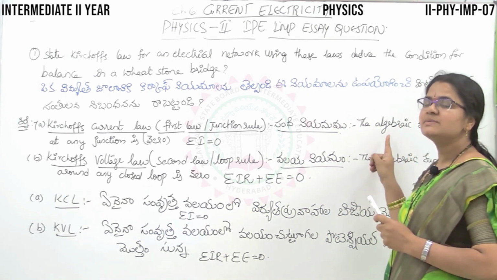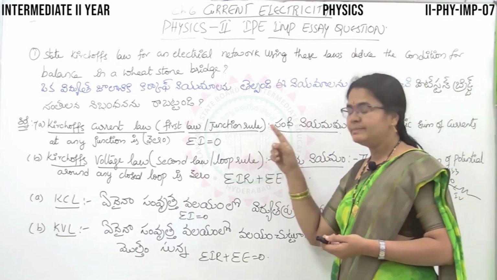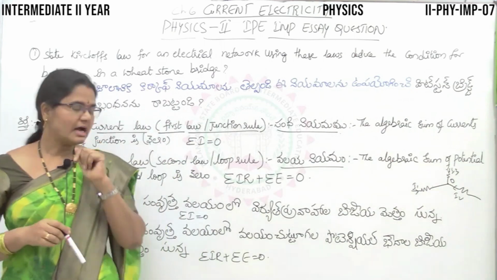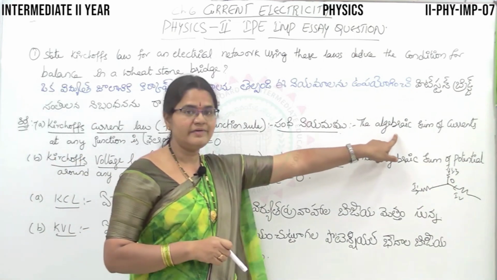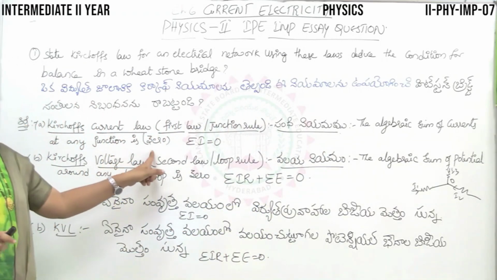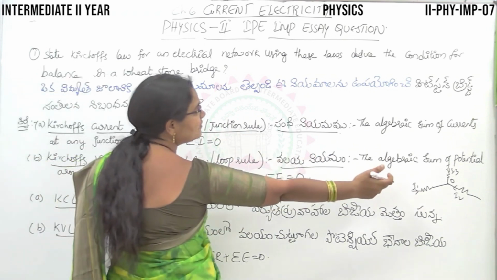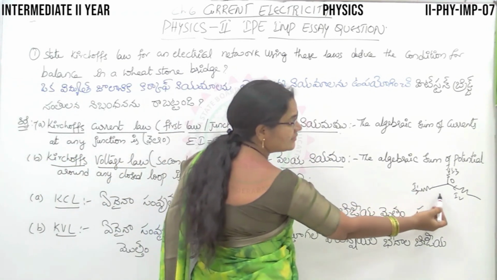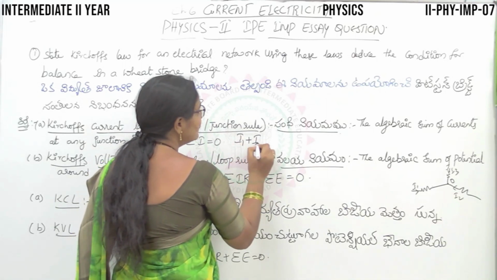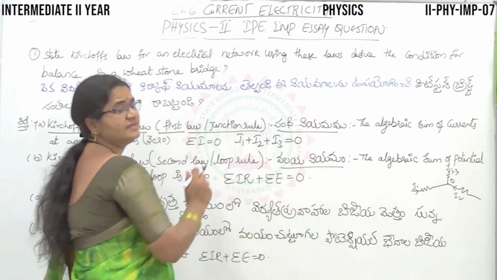Most of the students will simply write in their examinations that the sum of the currents at any junction is 0. There the mark is lost. The word algebraic is very important. The algebraic sum of the total currents at any junction is 0. So it is sigma I equal to 0, sigma I meaning summation. So we have 3 currents, I1, I2, I3. So I1 plus I2 plus I3 is equal to 0. This is the meaning of this.